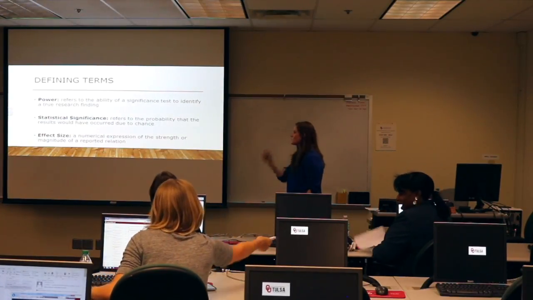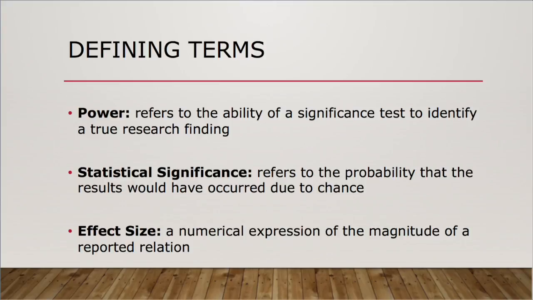Okay, a couple more terms. So power, we talked a little bit about yesterday, is the ability of a significance test to identify a true research finding. So does our study have enough power? Did we collect enough in our sample size so that when we find something that is significant, it is a true research finding? And then statistical significance is, I think, what a lot of people think of when they hear statistics. They think of that alpha level being set at the 0.05, but it refers to the probability that the results would have occurred due to chance.